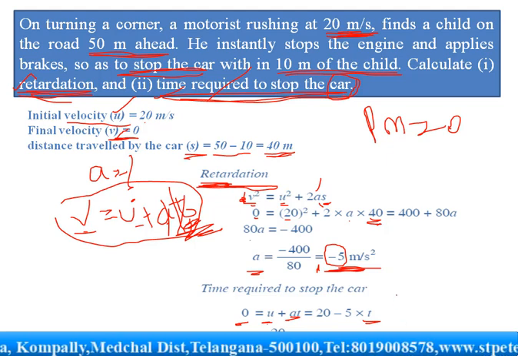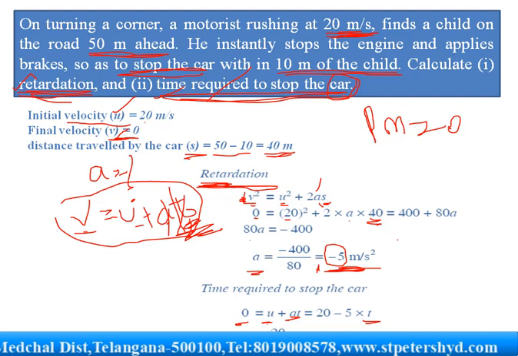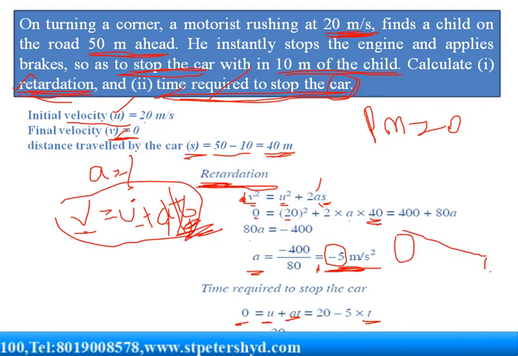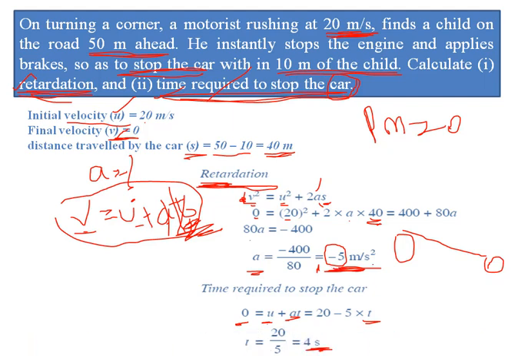Finally, what we got is that with some retardation the car is getting to 0 velocity. That means your final velocity is 0, the retardation is minus 5 meters per second square, and the time required to stop the car from this position to this position is 4 seconds. Within 4 seconds he stopped the car, saving the child.